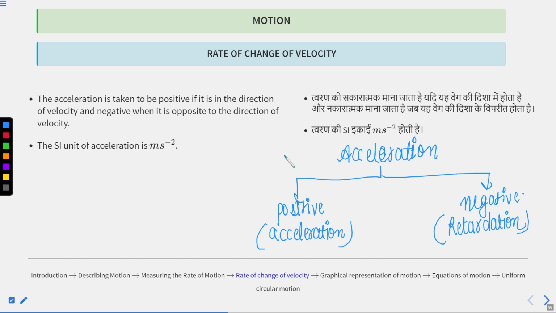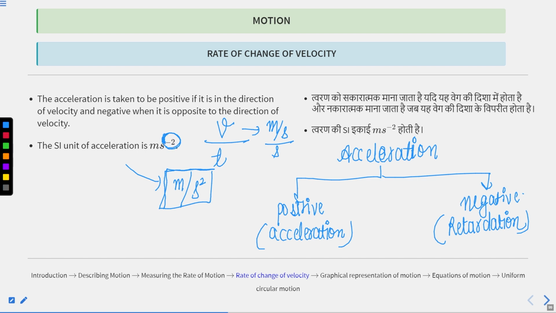Clear, class? As acceleration is change in velocity divided by time, and the standard unit of velocity is meter per second and the standard unit of time is second, the standard unit of acceleration is meter per second square, or meter second inverse. This is the standard unit of acceleration.